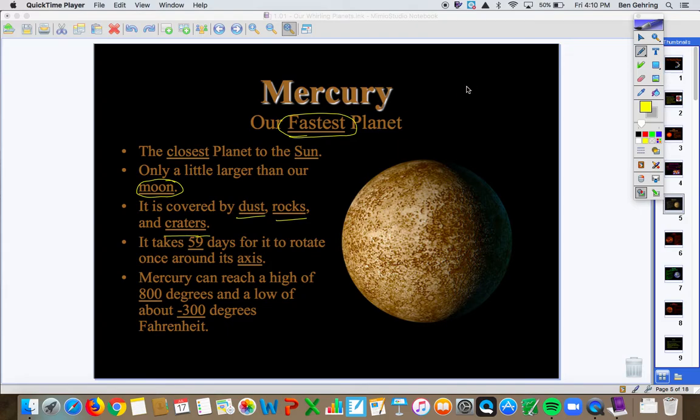It takes 60 days for Mercury to spin one time around its axis. And when the side is facing the sun, it can reach a high of about 800 degrees Fahrenheit. And the dark side of Mercury can reach a low of about negative 300 degrees Fahrenheit. So that's quite a discrepancy between high and low temperatures there. And that's because of the lack of atmosphere.